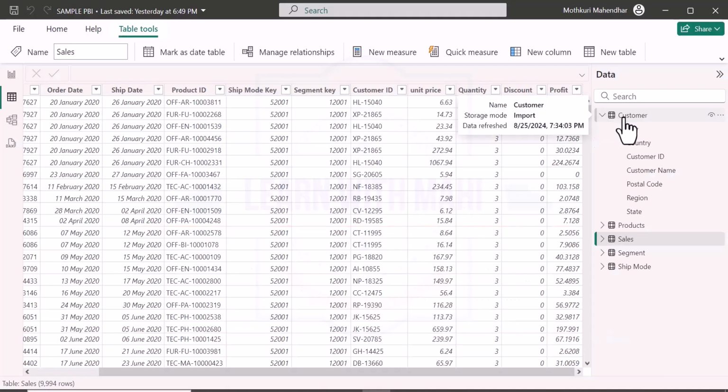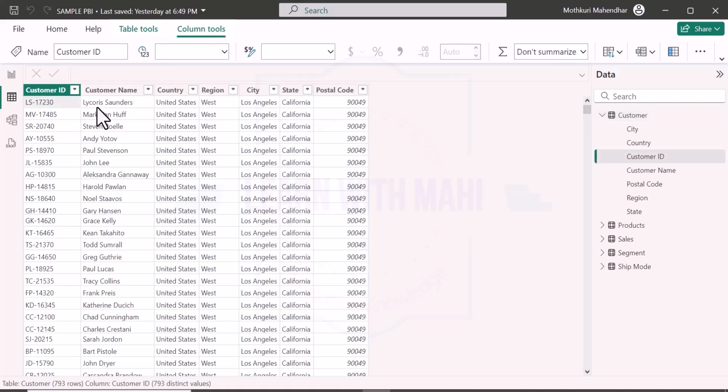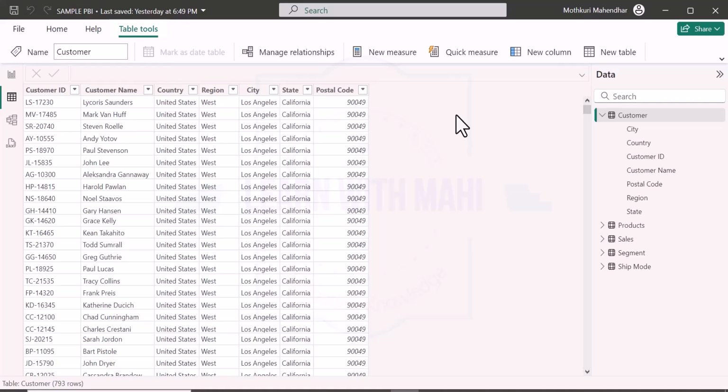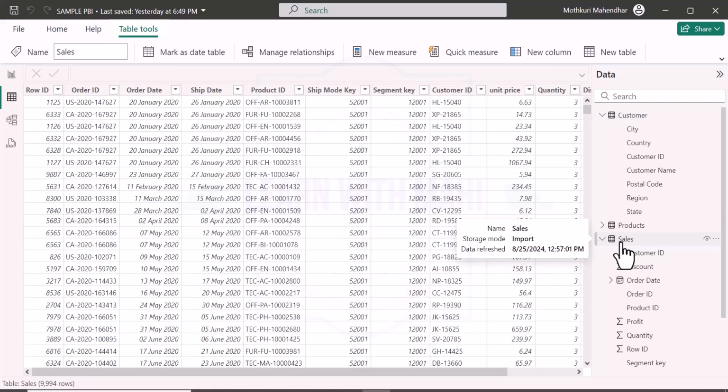If we consider the customer table as an example of a dimension table, it is providing the description about this particular customer ID like customer name, country, region, city, state, and the postal code. In simple words, we can say that a dimension table holds descriptive type of data with primary keys, whereas a fact table holds aggregated type of data with foreign keys.